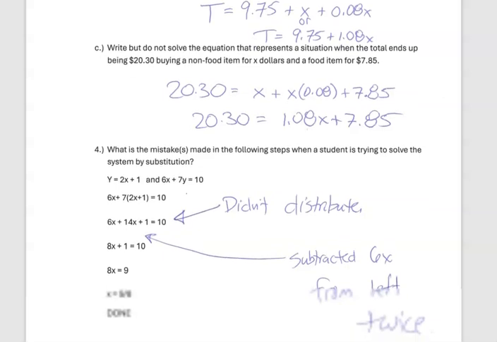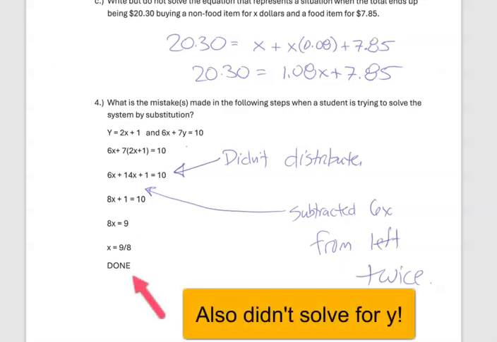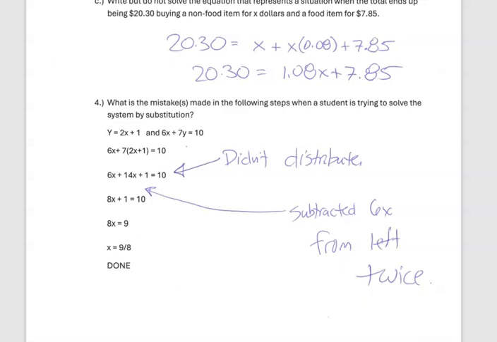Sorry about that. And this last one says, what mistakes were made in the following steps when a student is trying to solve the system by substitution? Well, first things first, they didn't distribute. That's a huge one that they did. Once they substituted in what y equals into y in the other equation, they accidentally forgot to distribute. And then after that, they just messed up when they were solving the equation. You're supposed to combine those like terms to get 20x, not go over and subtract 6x twice from the left. That's not legal to subtract something twice from the left.